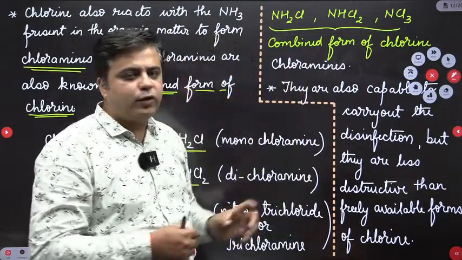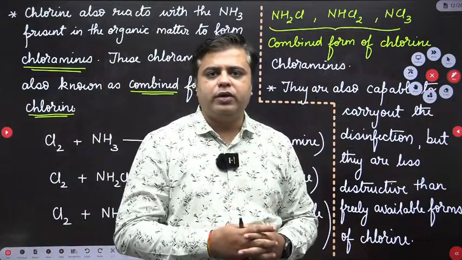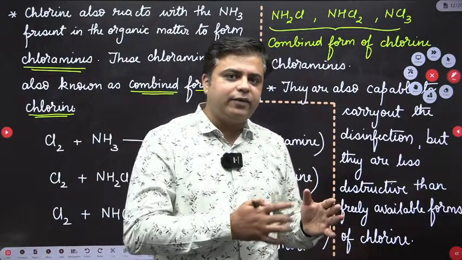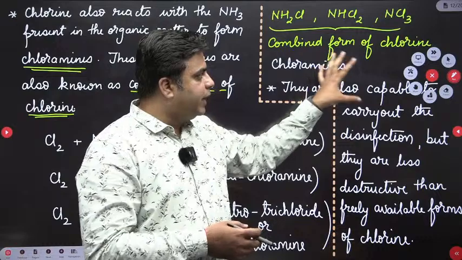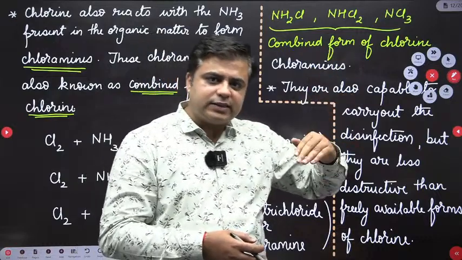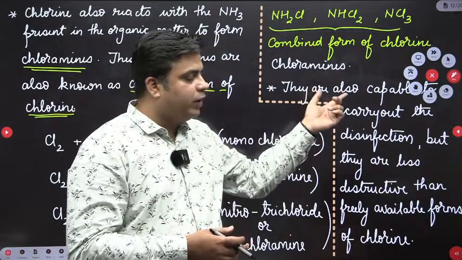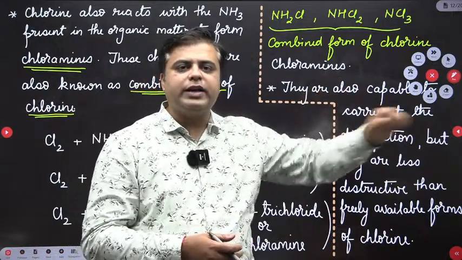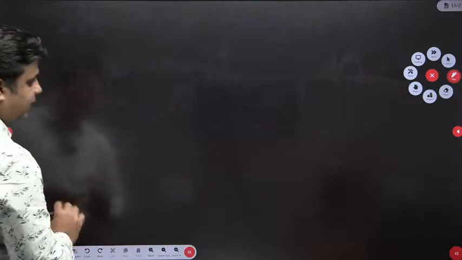These combined forms of chlorine, they are a bit stable kind of a compound. They are not that much reactive as compared to the freely available forms of chlorine. So these combined form of chlorine stays in the system for longer duration. Due to this reason, these combined form of chlorine take care of the future recontamination. So if I have to summarize this entire story, I would write like this.